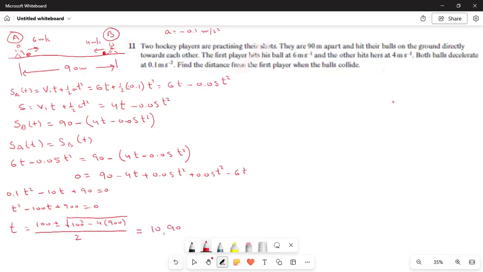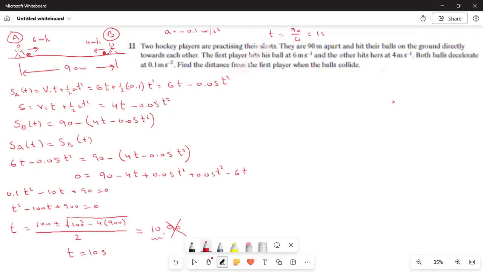Okay, this is interesting. Which one should I take? A very rough estimate: if there was no acceleration and the ball is moving at 6 meters per second, how long would it take to cover 90 meters? The time would be 90 divided by 6, so 15 seconds. So 10 looks more reasonable; 90 is not reasonable. I will tell you the significance of 90, but let's take 10 seconds. After 10 seconds, the balls will collide with each other.